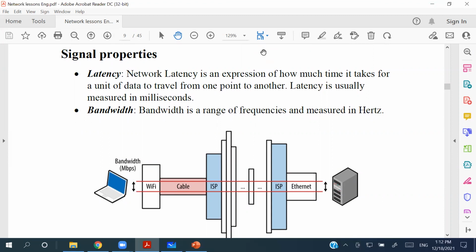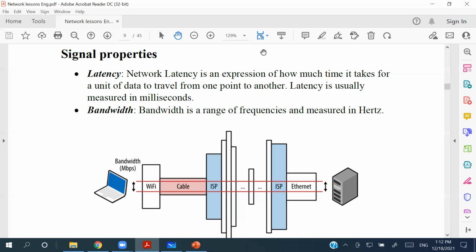Network latency is an expression of how much time it takes for a unit of data to travel from one point to another. It is measured in milliseconds. That depends on the communication media that we are going to use, because some communication media will help you do a speedy transmission, and some will do a comparatively slower transmission.